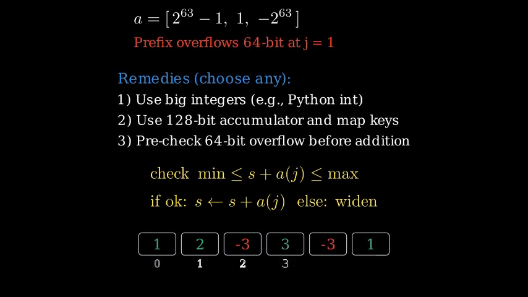Example 2. 1, 2, -3, 3, -3, 1. Prefix path hits 0 at j equals 2, and though it repeats at later indices, the earliest repeat happens at j equals 2, so the earliest zero-sum subarray ends at 2.